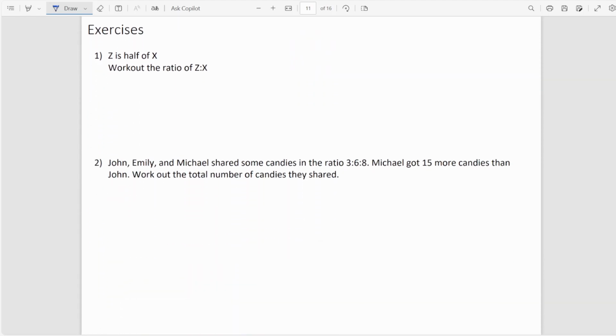Okay, now let's take a look at some exercises. You should pause the video and try to solve the exercise and then check your solution. So, let's take a look here.